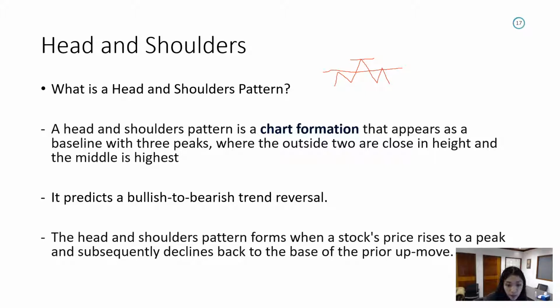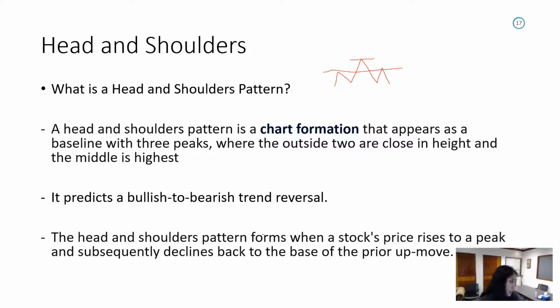The head and shoulders pattern forms when stock prices, or some derivative prices, rise to a peak and subsequently decline back to the base of the prior up move. Then the price rises above the former peak to form the head, and then again declines back to the original base. Finally, the price rises again, but only to the level of the first initial peak of the formation, before declining back down to the base, or neckline, of the chart pattern.